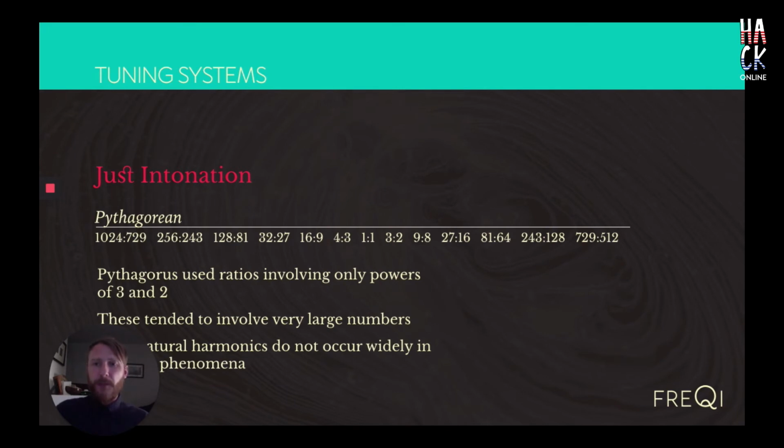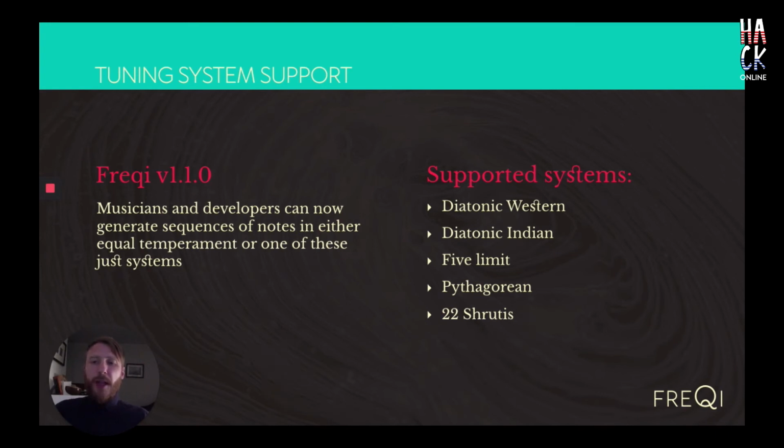So the Pythagorean system, which I've illustrated here, is this series of ratios, and as you can see, there are some pretty big numbers in there. He used ratios involving only the powers of 3 and 2, and these tended to involve some really, really large numbers, and because those numbers are so large, they're incredibly rare in actual physical phenomena. But I decided to adopt these and to bring them into Freqi.